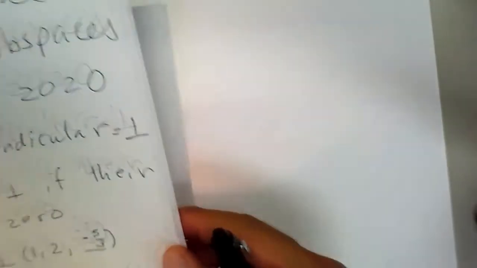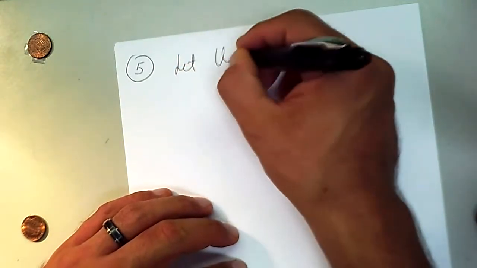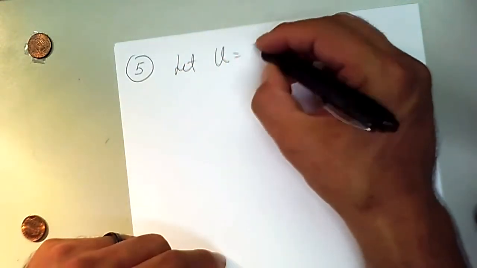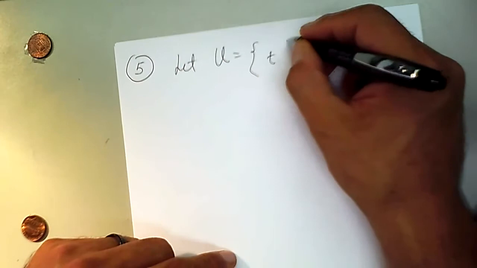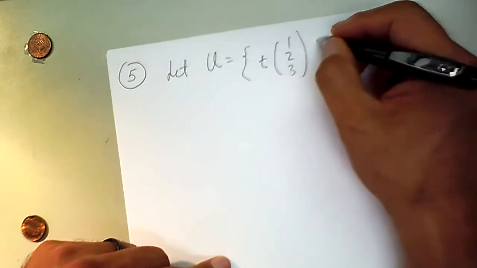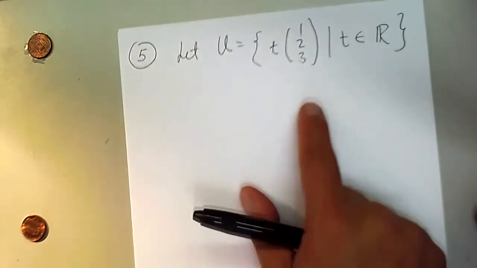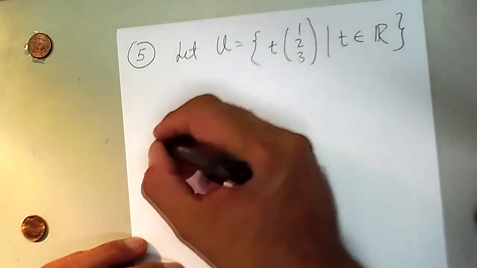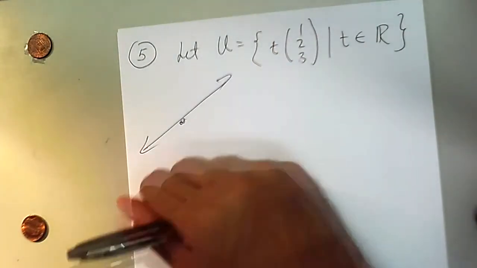So what if we're given only one vector? Example 5. Okay, so let U be equal to just one vector, 1, 2, 3. So T times 1, 2, 3, such that T is any real number. So this is just a line through the origin with direction 1, 2, 3. Okay, so there's a line, and there's the origin. This is U.